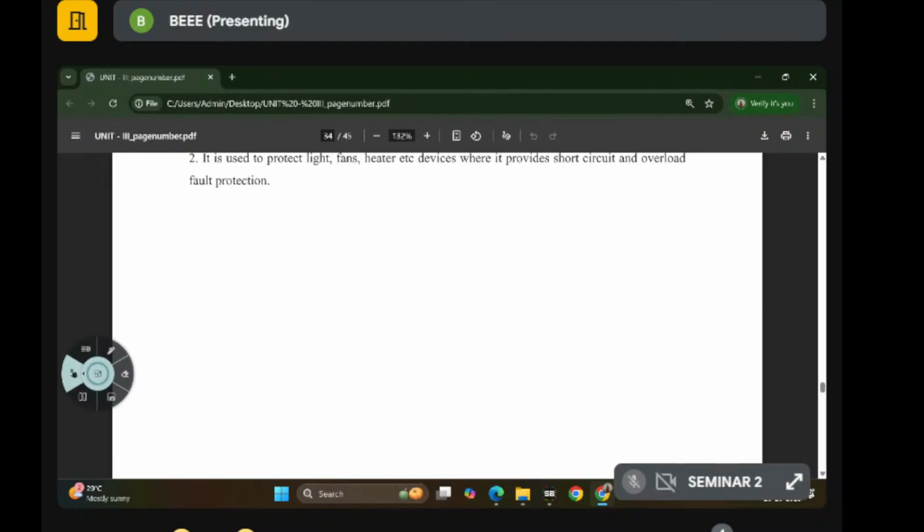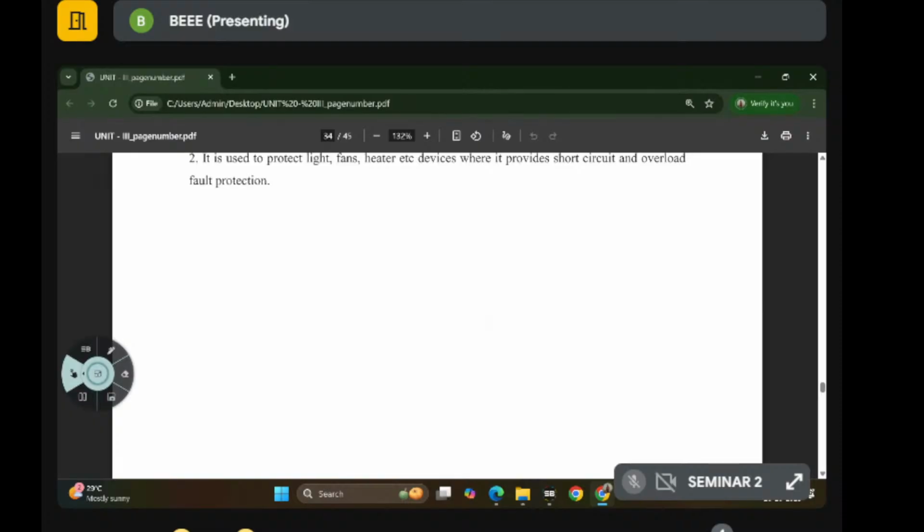Whenever a human body touches a live conductor, what happens? The amount of electrons will pass through the human body from the live conductor to ground or earth.